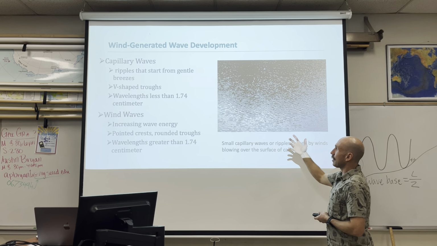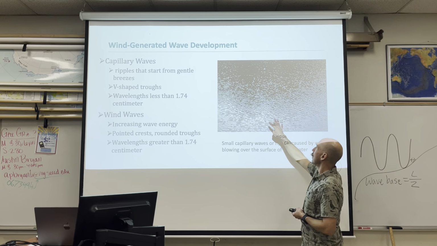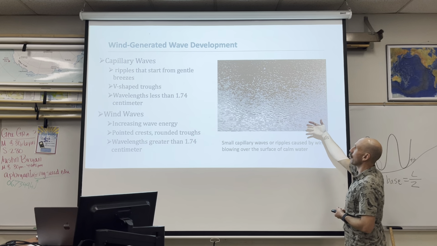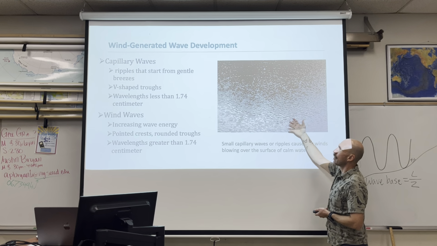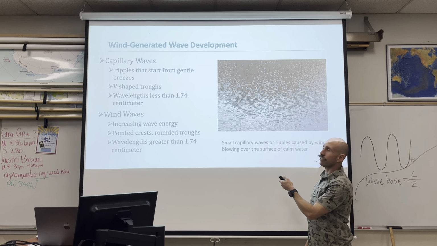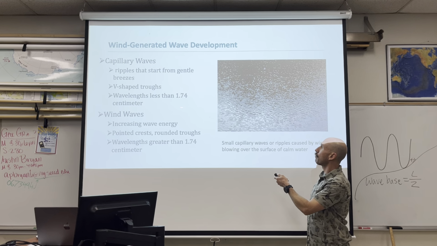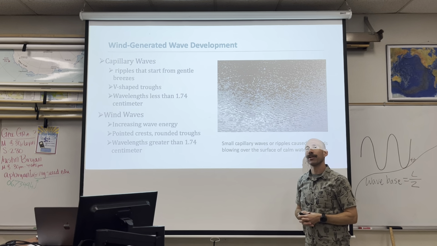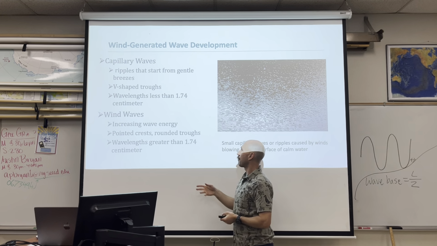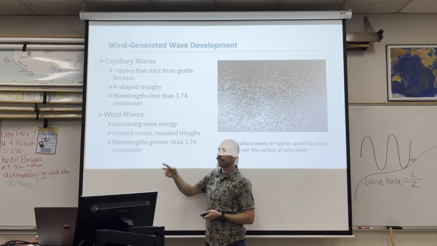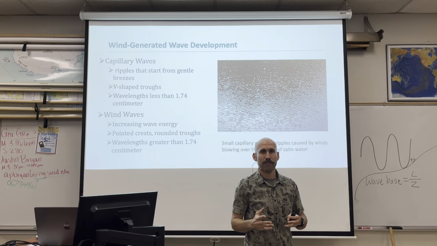For wind waves, they begin as capillary waves, which are small ripples caused by the wind blowing over the surface. They're capillaries when the wavelength, and this definition is important, is 1.74 centimeters or less. When they become greater than 1.74 centimeters, they're now considered wind waves.